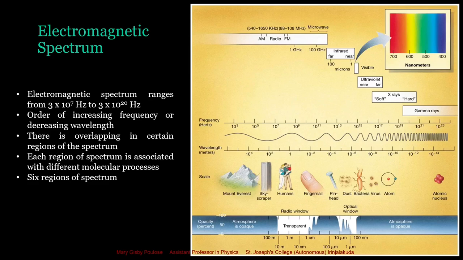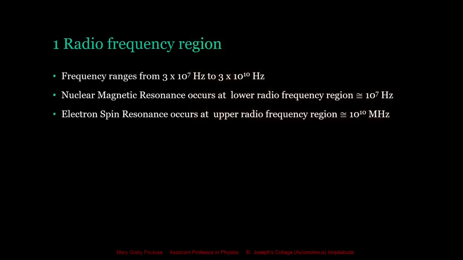And in general, we have designated the electromagnetic spectrum into 6 different regions. Now the first is the radio frequency region. Its frequency ranges from 3 into 10 raised to 7 hertz to 3 into 10 raised to 10 hertz. In this region, we see nuclear magnetic resonance at the lower frequency range and electron spin resonance at the upper radio frequency range.